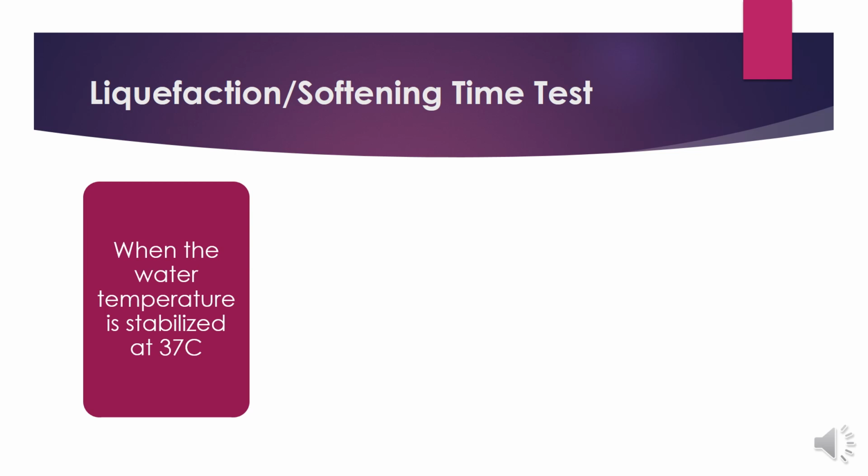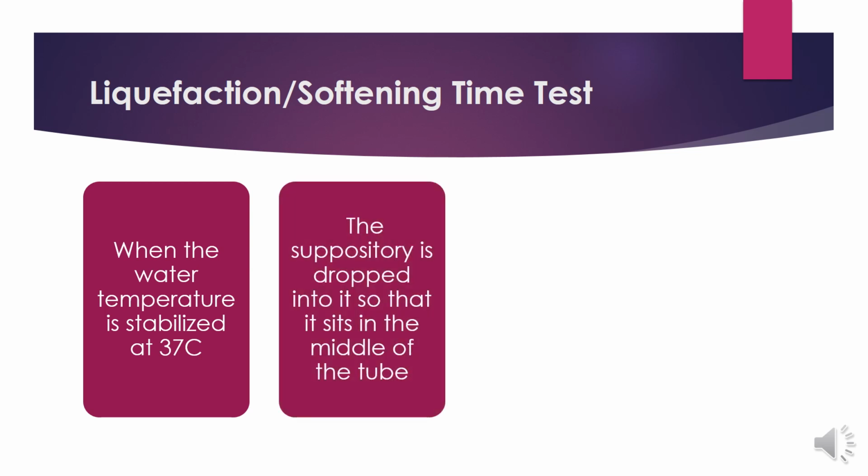After achieving the stabilized temperature, the next step is that the suppository is dropped into it so that it sits in the middle of the tube. You are going to place your sample into the apparatus so that, due to the simulating conditions of the rectum, it sits in the middle of the tube due to the cellophane tube and with the help of the water pressure. So your sample is placed exactly in the middle of the tube.